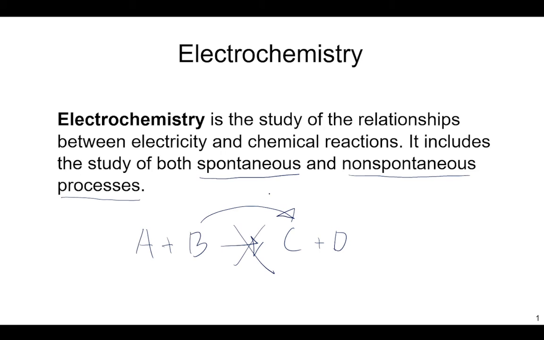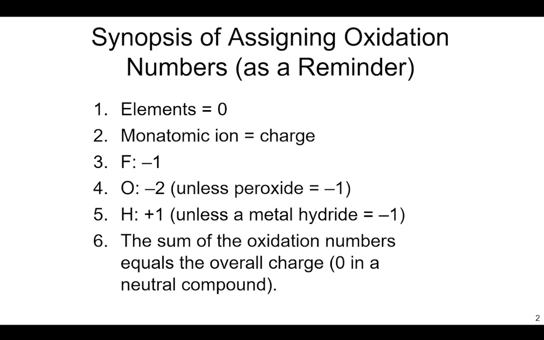So electrochemistry is all about chemical reactions that involve electricity. Maybe getting electrical work out of a reaction if it's spontaneous, or using electricity to drive what otherwise would be a non-spontaneous reaction. So before we jump into those applications, we're going to spend this lecture video really just studying the basics of charge in atoms and molecules and assigning oxidation numbers.